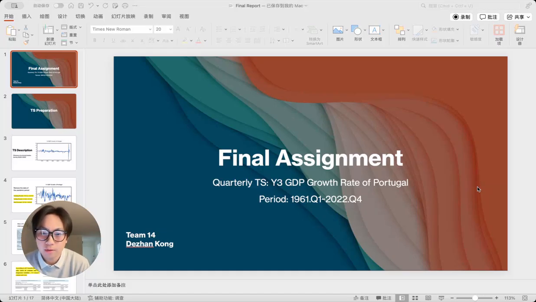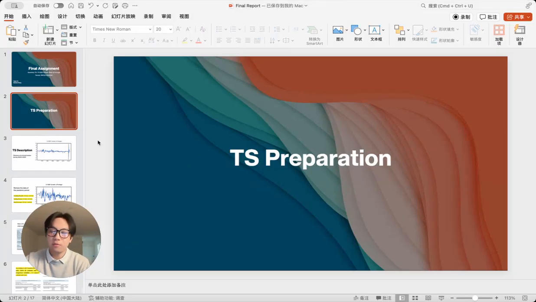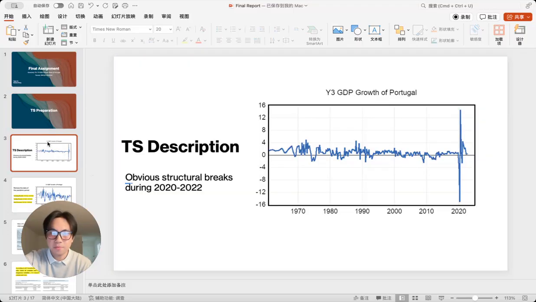The quarterly time series I select is Y3, which is the GDP growth rate of Portugal, and the period is from 1961 quarter 1 to 2022 quarter 4. My presentation contains two parts, and now let's move on to the first part. The first part is time series preparation.